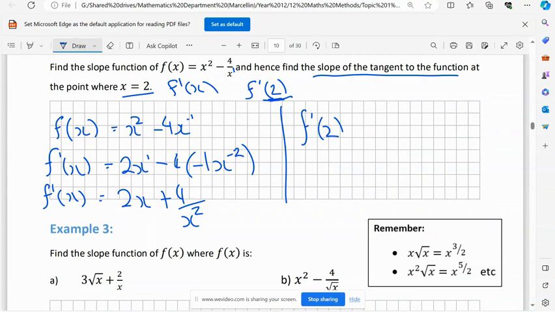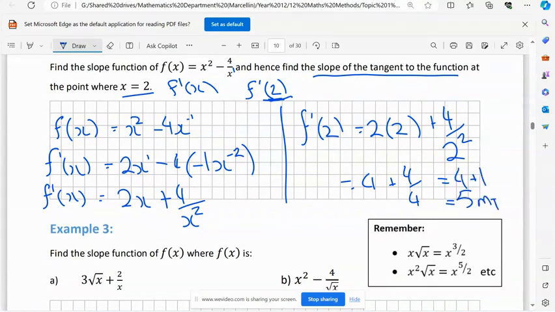So I'm going to do f dash 2. So that's going to be 2 lots of 2 plus 4 over 2 squared, which becomes 4 over 4 over 4, which is 4 plus 1, which is 5. So that's the slope of the tangent to that function when x is 2.